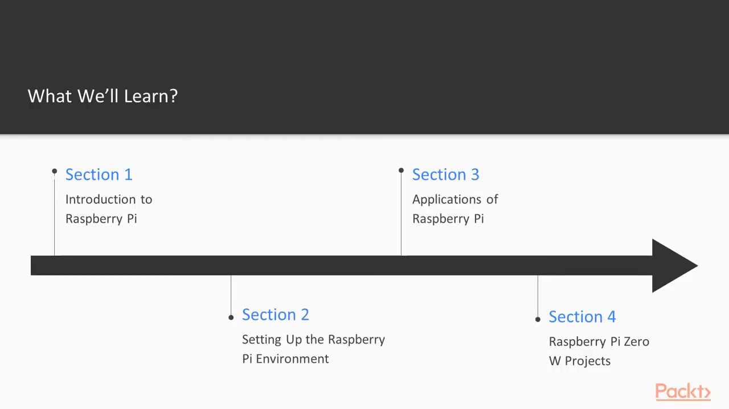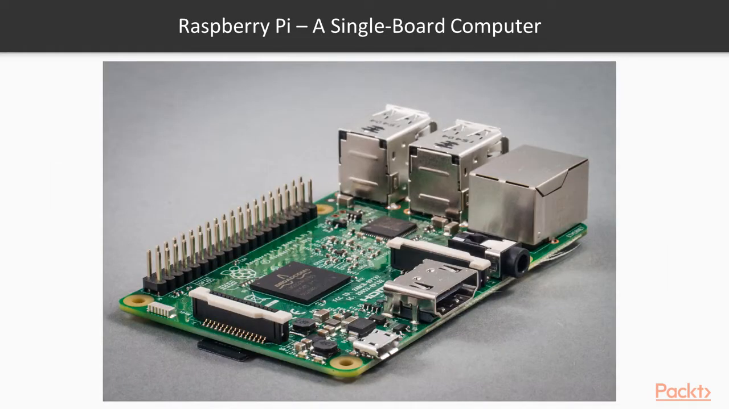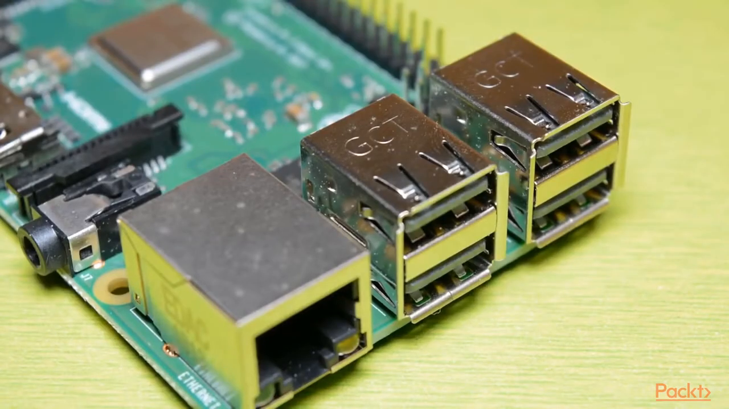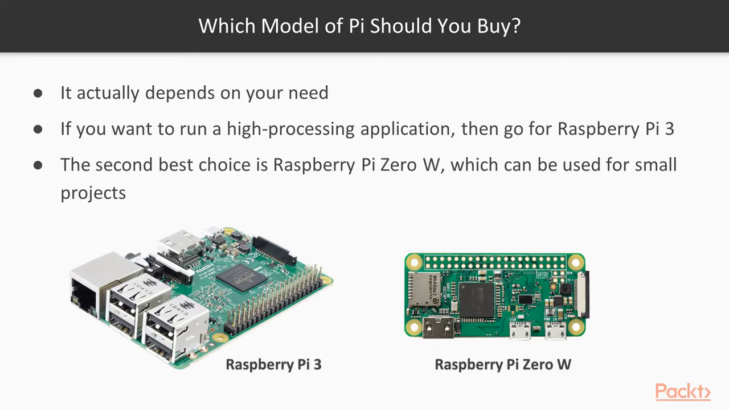This course is divided into 4 parts. First part is the introduction to the Raspberry Pi. So if you don't know anything about the Raspberry Pi, then this section will be for you. In the first section, we will talk about what is Raspberry Pi and which model of Raspberry Pi you should buy. Because for the past few years, I have been asked this question a lot of times: which model of Raspberry Pi should we buy? So I will tell you the importance of each and every model of Raspberry Pi and will let you know which model of Raspberry Pi will be a good fit for you.